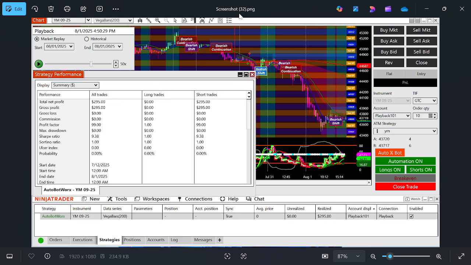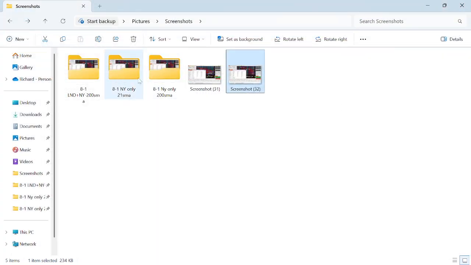Again, the longer bars just aren't working for me. So right now, for August 1st, the 40 Vega bars filtering with the 200 and running it just in the New York session seems to be pretty good. So we'll see if that holds up and continue from there. But that's pretty much it, guys and gals.